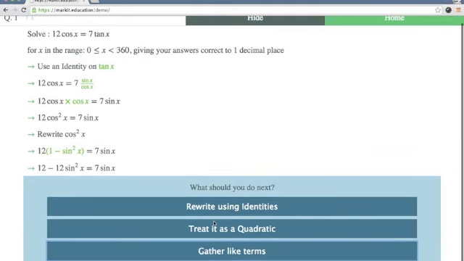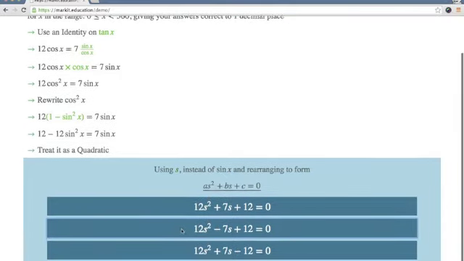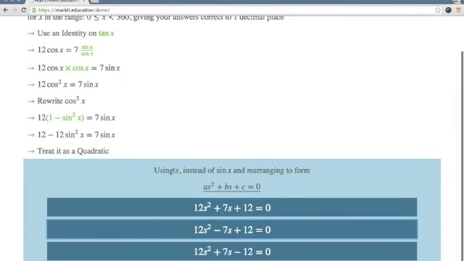And then it's another method question. How would you approach it? What's the thing to spot here? And it is to treat it as a quadratic. Rearranging it and simplifying by replacing sine x with s, they should get to the quadratic that they need to solve. So that would be this one.